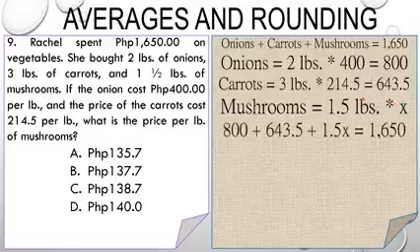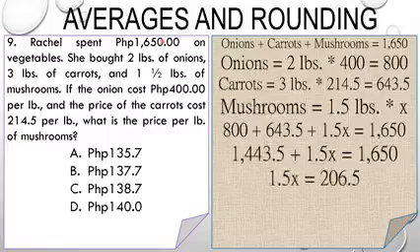Okay? By substitution, yung onion again is 800. Yung carrot natin is 643.5. And our mushroom is 1.5x. X here is the cost of the mushroom per pound. Okay? Which is equal to 1,650. Ito yung kabuuang presyo na ginastos ni Rachel.